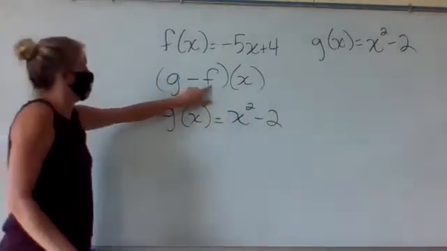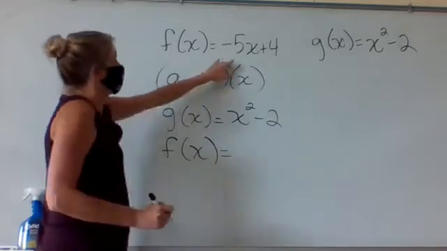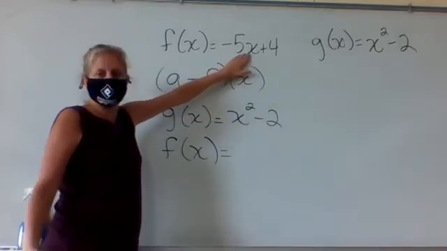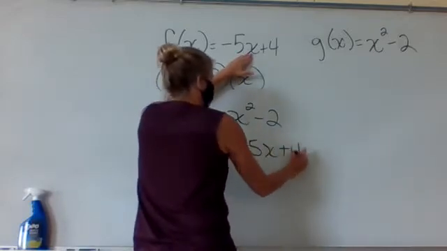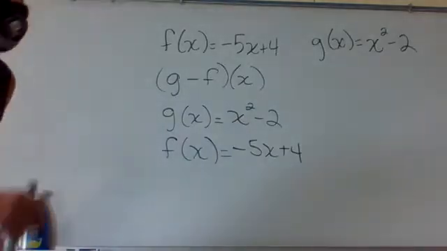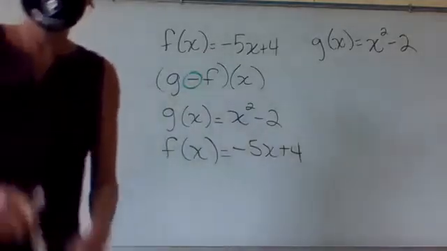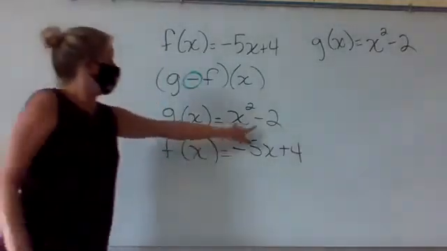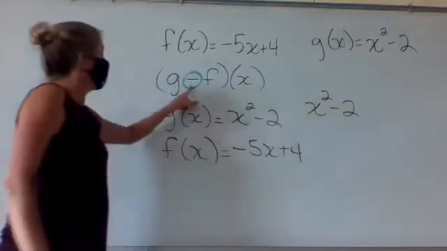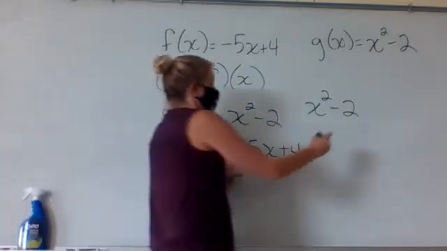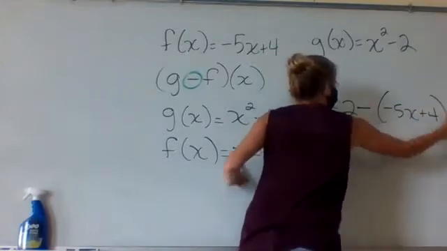Then it's going to ask me to find f of x. So the same thing happens here, right? If I go to my f function and replace this x with an x, I haven't done anything at all. So it's still negative 5x plus 4. Now, what does it want me to do with these two solutions? It wants me to subtract them. Subtract the g solution, which is x squared minus 2, minus the f solution, so minus negative 5x plus 4.